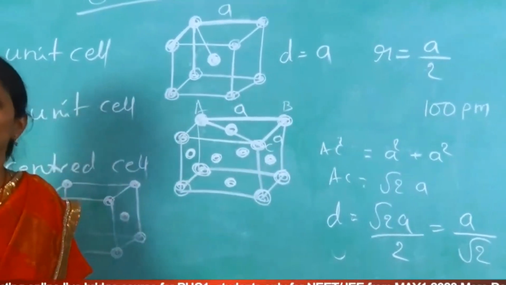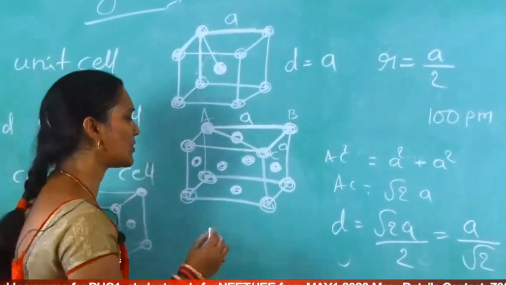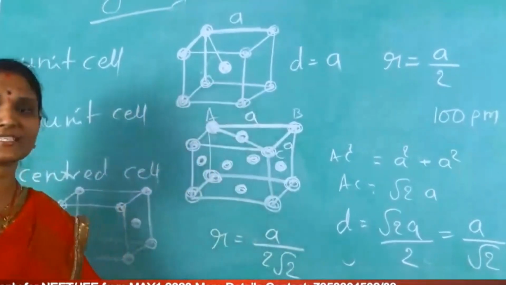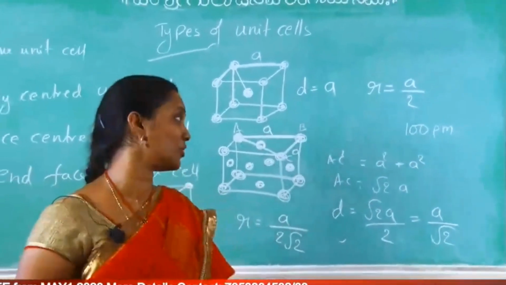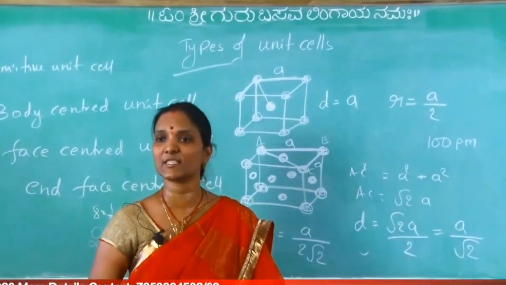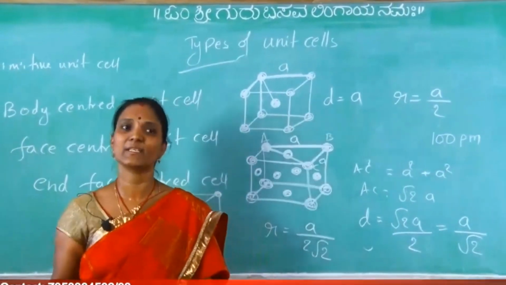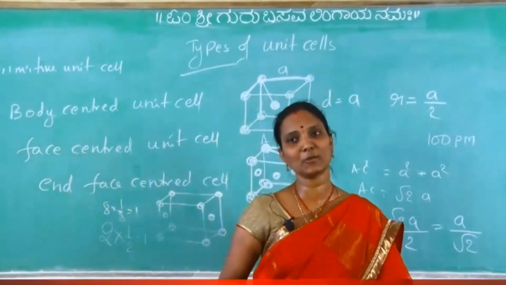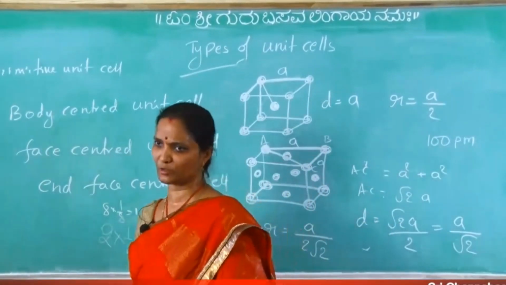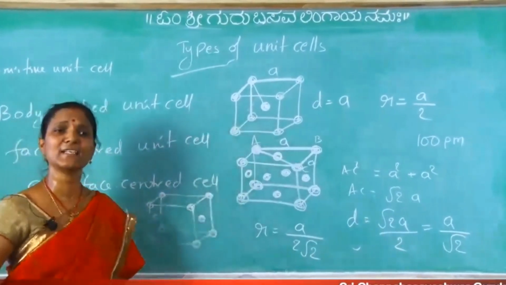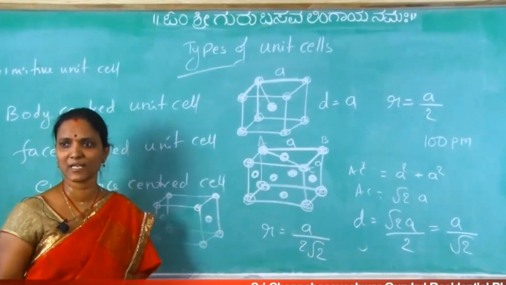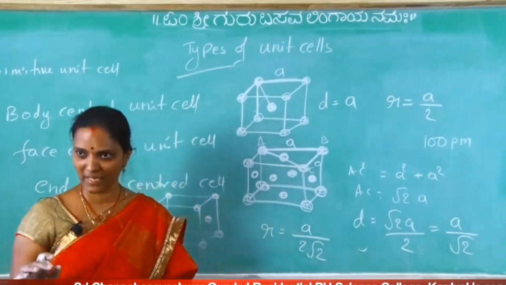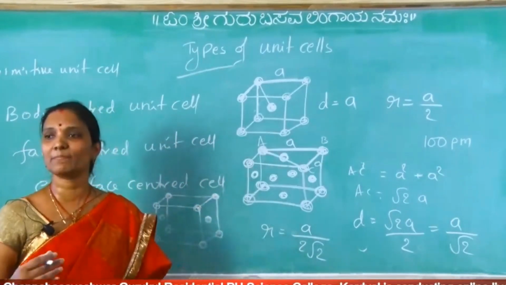What is the radius? Half of the distance. So what is the radius formula? A by 2 root 2. So, in FCC, the edge length is 200 picometers; calculate the distance between nearest neighbors. We just have to check the given problem. FCC, distance formula A by root 2. A value 200 given, so 200 by root 2. That's it. And what is the radius? Half of that answer. Very easy to calculate, no? Like this, many problems are there. So in FCC, the distance formula is A by root 2 and the radius formula is A by 2 root 2.